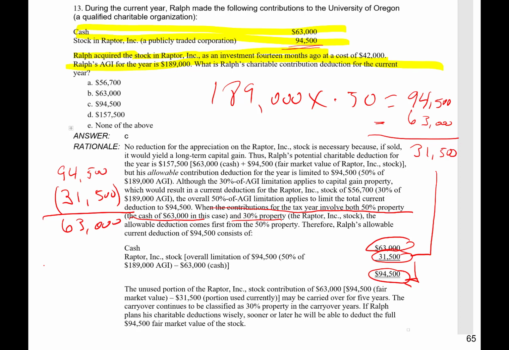But again, it maintains its identity as 30% property. So he can't take any more than 30% in any one year of that amount that carries forward. He can continue to carry 30% of his what? Of his AGI, and it maintains its identity as 30% property as he goes forward, right?